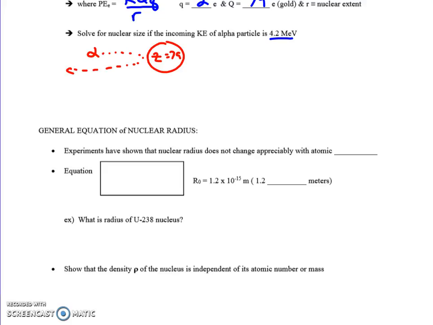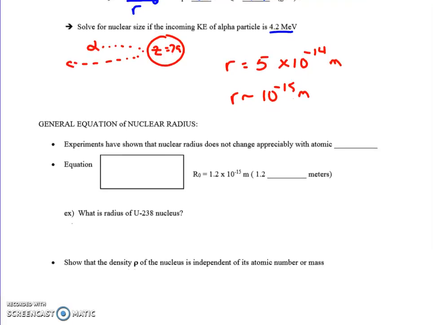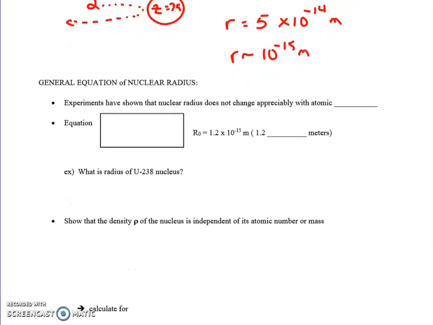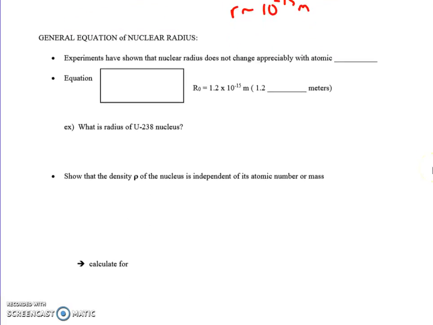If you did things correctly, you should have gotten a value for the radius around 5 times 10 to the negative 14th meters. And so that fits in line with what we talked about last year. We said the radius of a nucleus at the nuclear level is around 10 to the negative 15th meters, or a femtometer. This derivation is very effective. It gave us our first real estimate of nuclear sizes, and it was a key development in atomic physics.